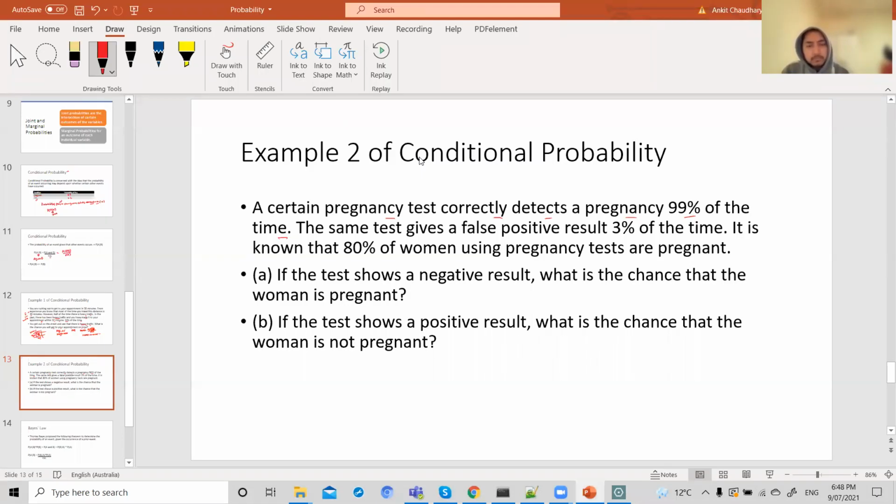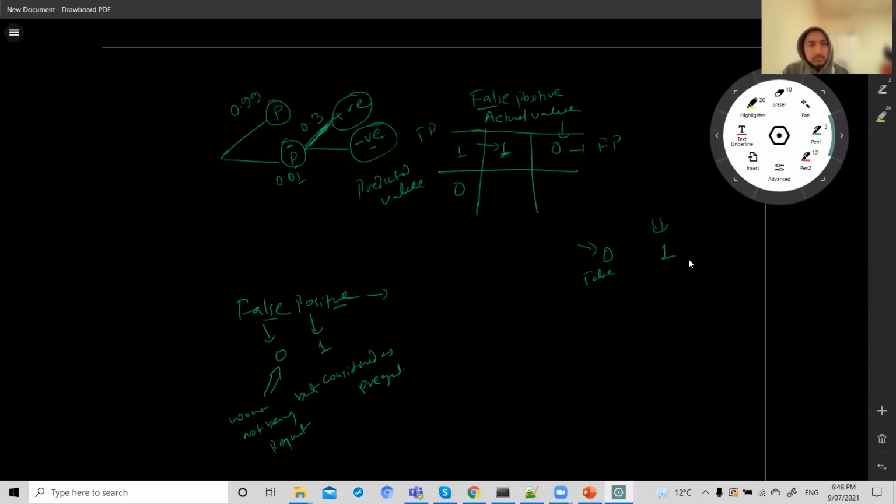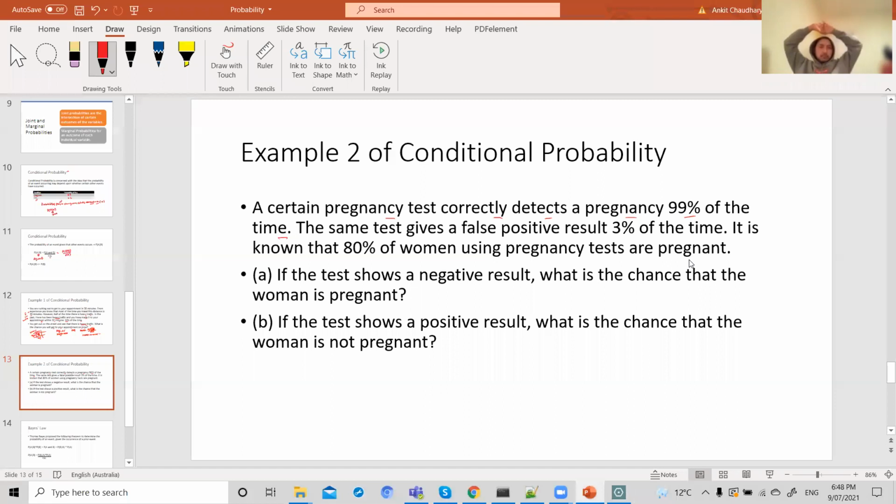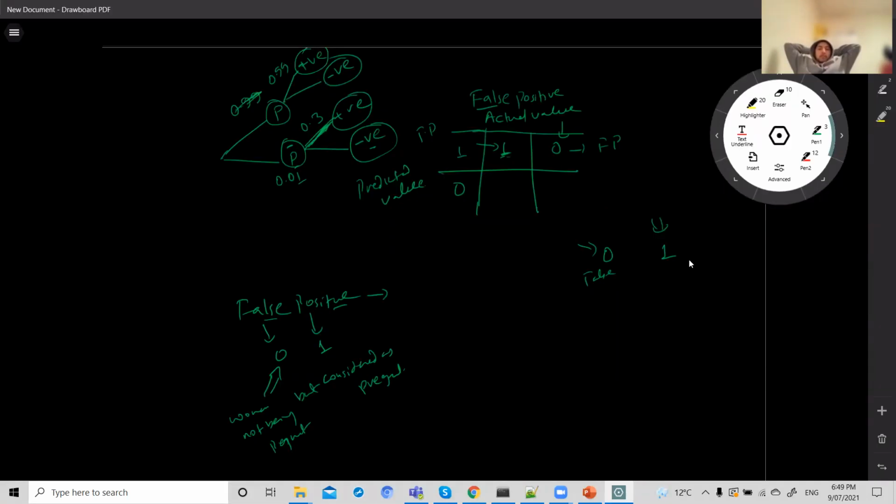It is known that 80% of women using pregnancy test are pregnant, right? So this 0.99 is the chance of having a positive result given being pregnant. And it is known that 80% of women using pregnancy test are pregnant. That means this is 0.8 and this is 0.2.